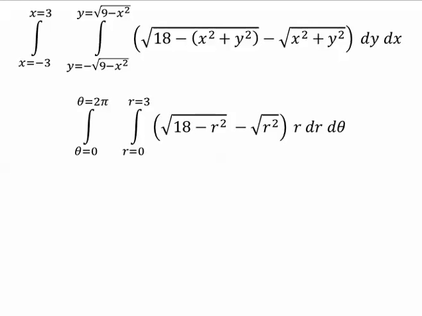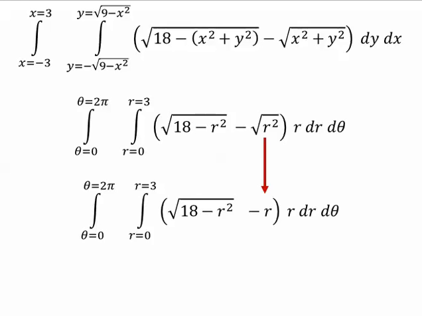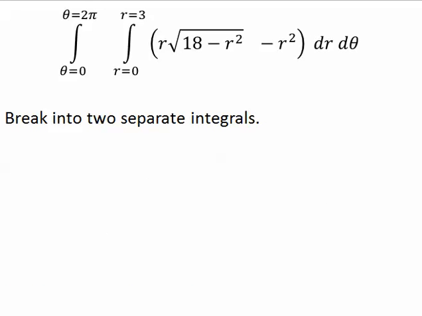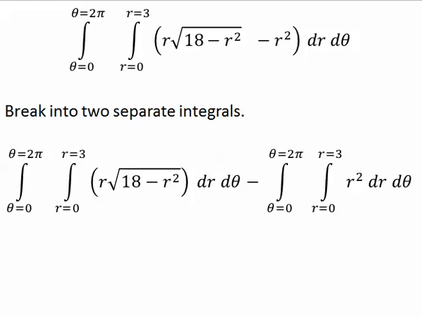Now notice that I have the square root of r squared. And that's just equal to r because r is running between 0 and 3. So I don't need an absolute value sign there. Let's distribute the r into the parentheses. At this point, I would break the integral up into two separate integrals. After I break it up into two separate integrals, it still looks fairly difficult.